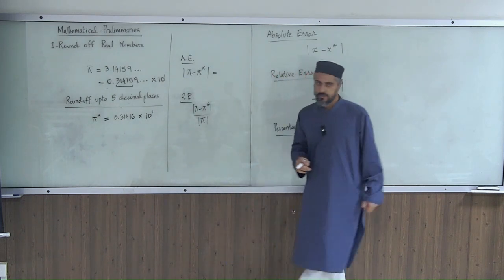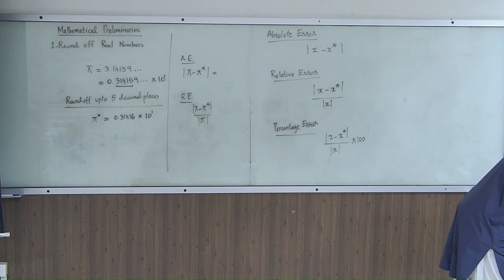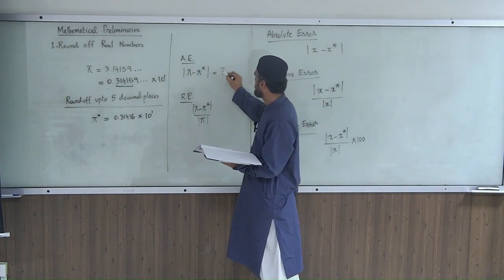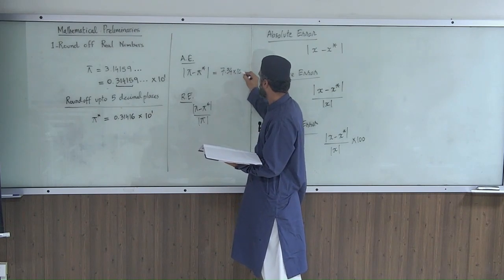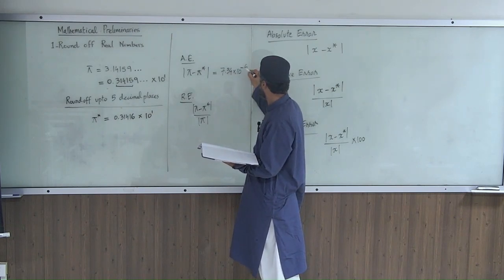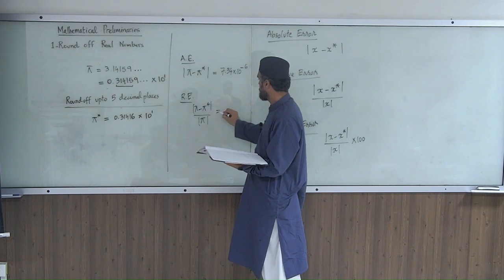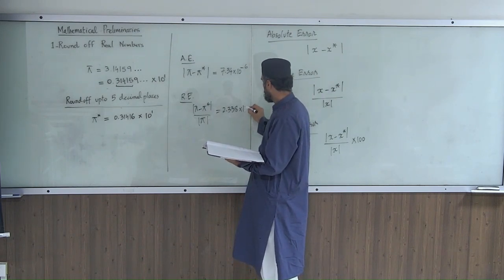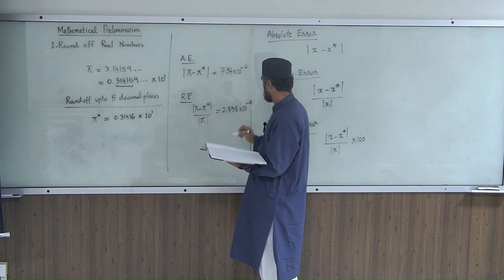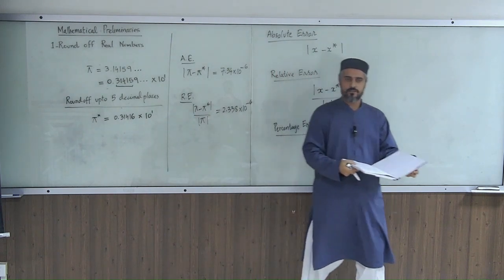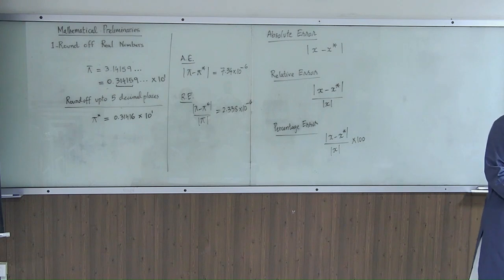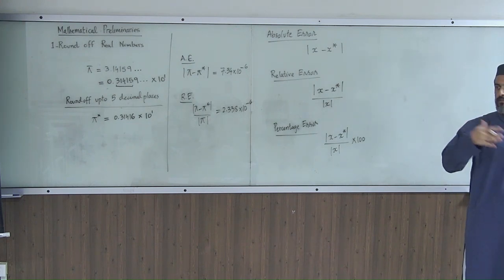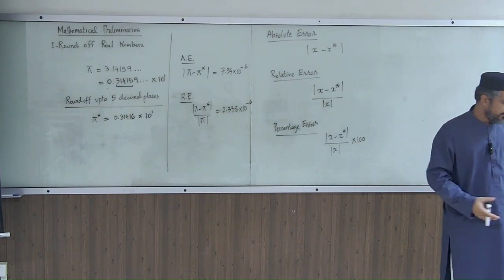Although pi is an absolute, I have just calculated it. It comes out as 7.34 into 10 to the power minus 6, and this is 2.338 into 10 to the power minus 6. Okay, and if you just multiply relative error with 100, then you'll get the percentage error. Okay, that this amount of percent it is deviated from the original value. Okay, that would be the statement.